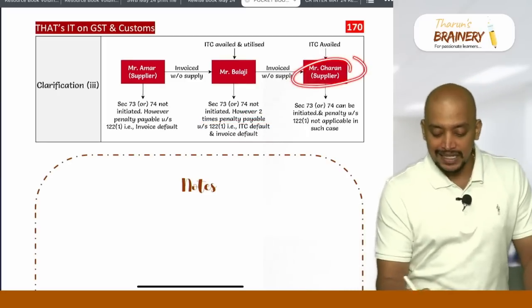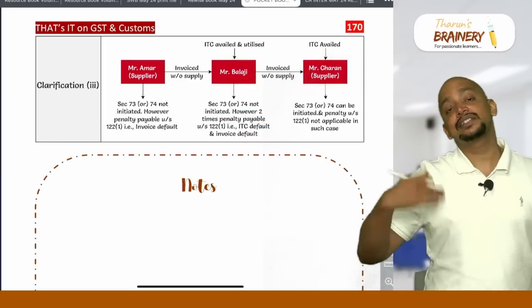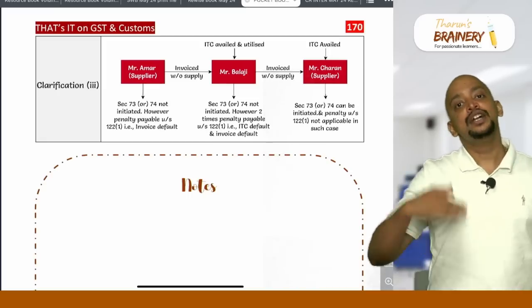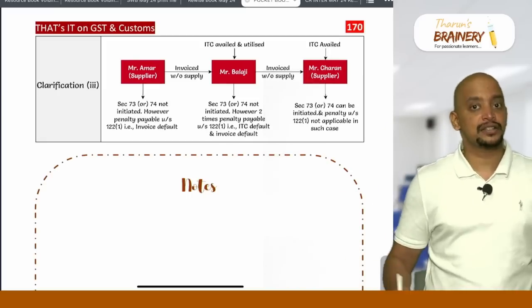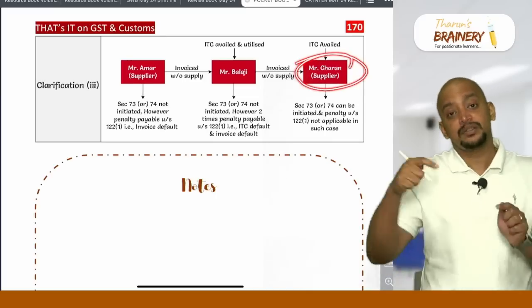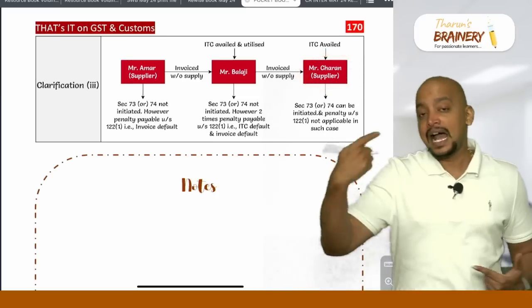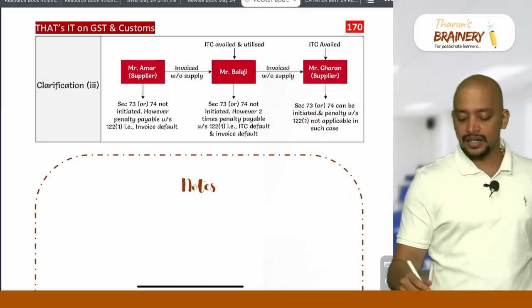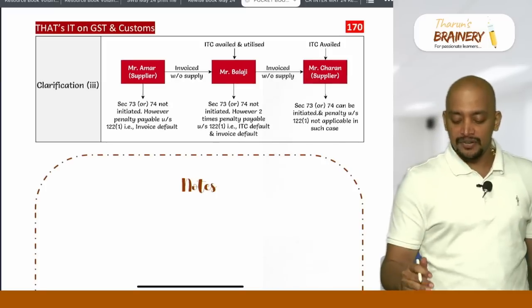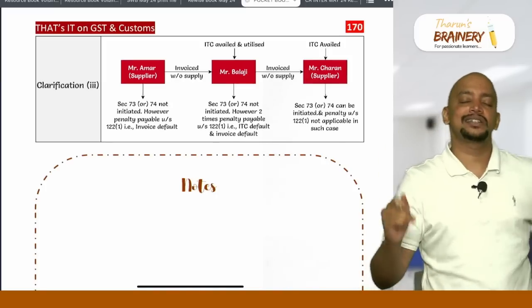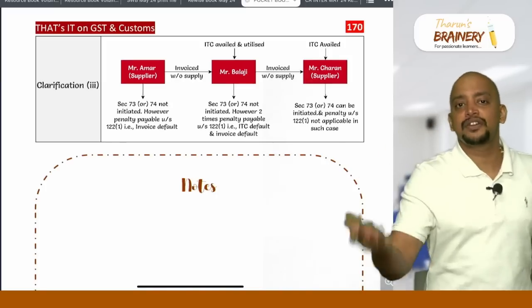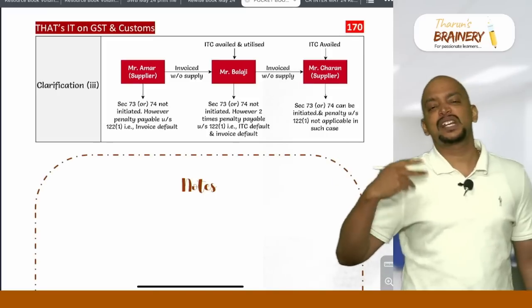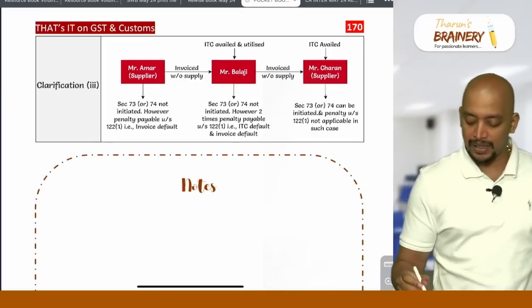Now what Mr. Charan has done, he took the ITC and he set off with his regular liability. So because of that, there is a short payment of tax. So there is a demand and recovery on Charan because he needs to make the payment of tax. As he is required to pay the tax, there is a recovery from Charan. So due to that reason, 73-74 applicable. So 122 subsection 1 ITC default will not be applicable in that case.